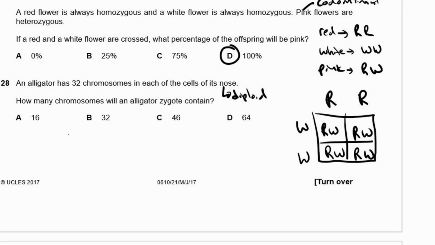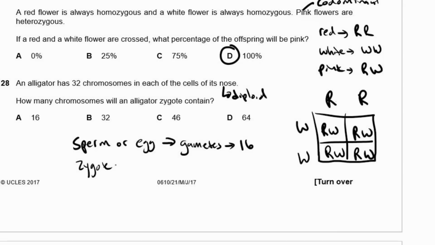Okay, so the sperm or the egg will have half of 32. They will have 16. So the sperm or egg, those are the gametes, and they will have 16 chromosomes. And then the zygote equals a sperm plus the egg, so it will have 32 chromosomes. So the answer is B. There we go.